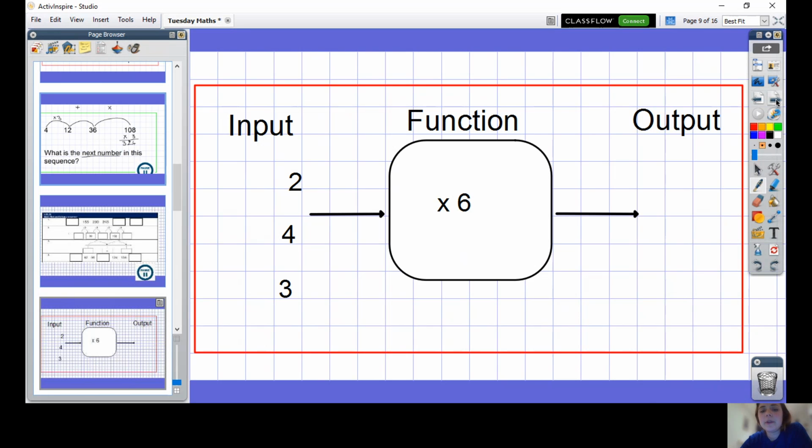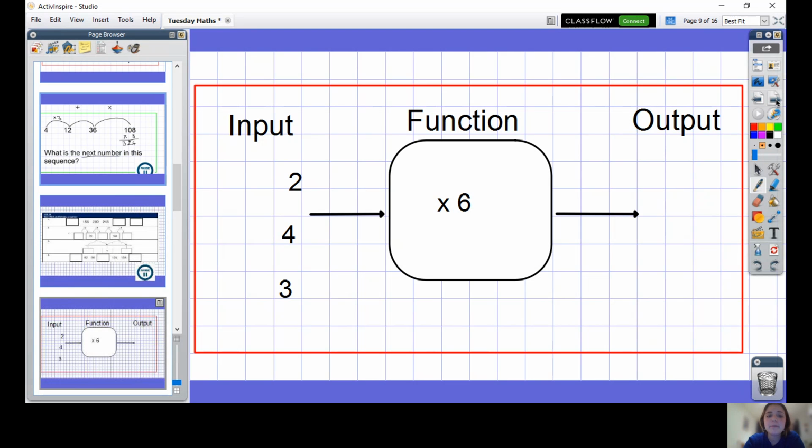We're now going to look at something called a function machine. A function machine can be presented in lots of different ways, but these ones will look roughly like this each time. You can see on the left-hand side, I've got the input. In the middle is the function, that's what happens to the input, and on the other side is the output. I want you to imagine it like a machine where something goes in, something happens to that thing that's gone in, and something completely different comes out the other end.